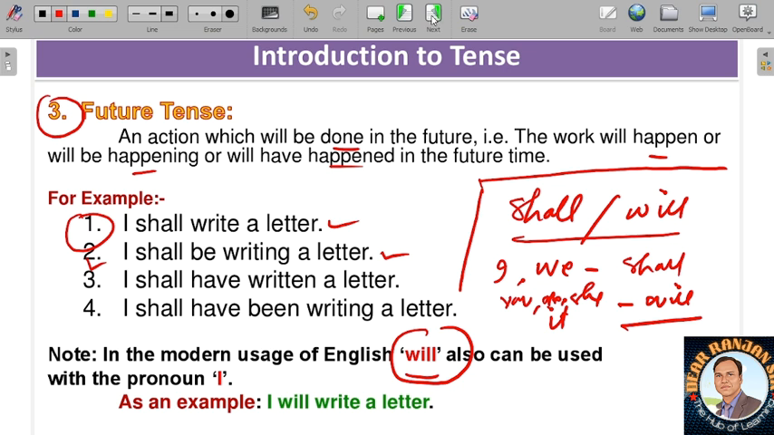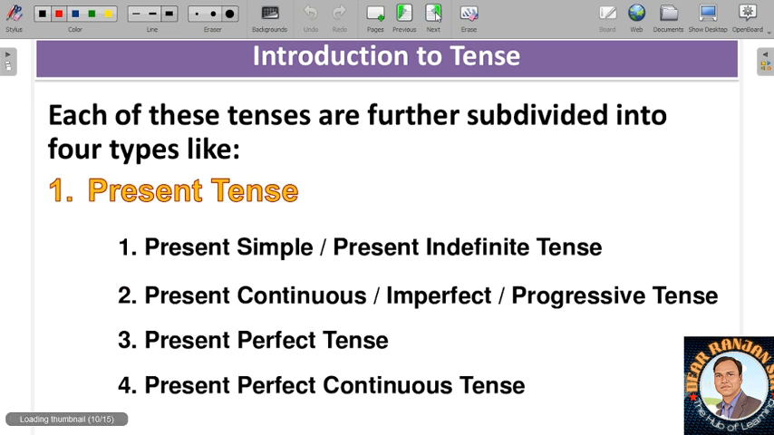So this is all about the tense, introduction to time and tense, verb tense. Also, we saw the introduction to the tense. Now, let's see the classification of tenses. If we see the present tense, each of these tenses is further subdivided into 4 types.